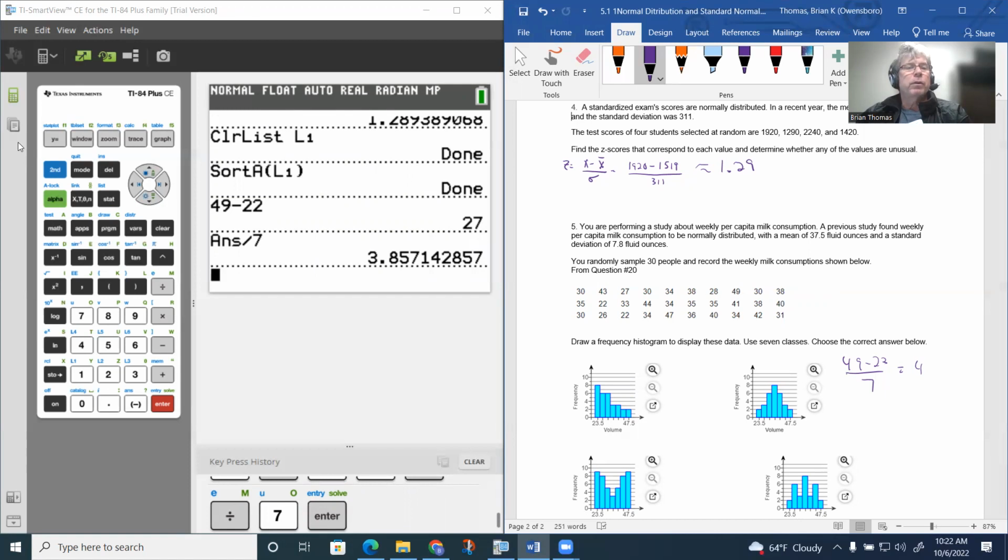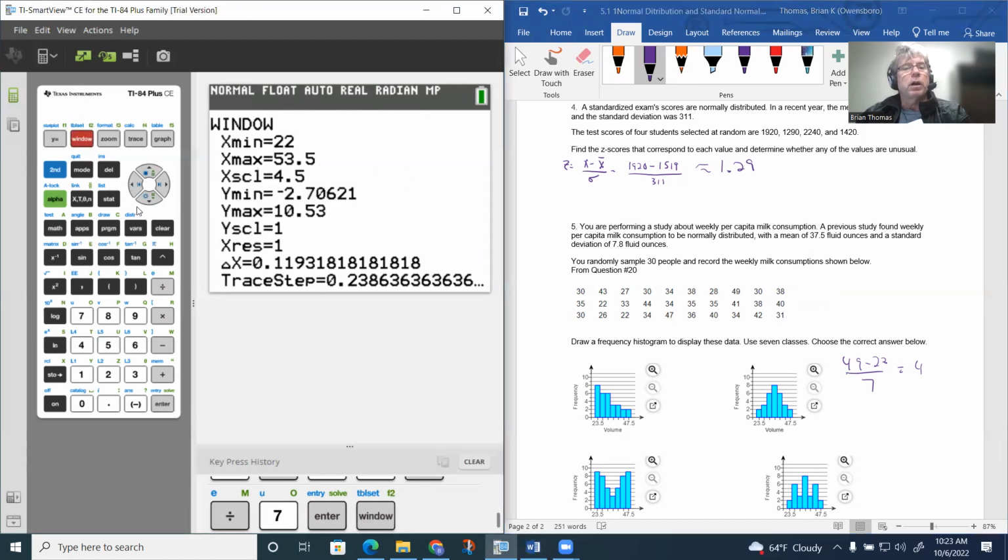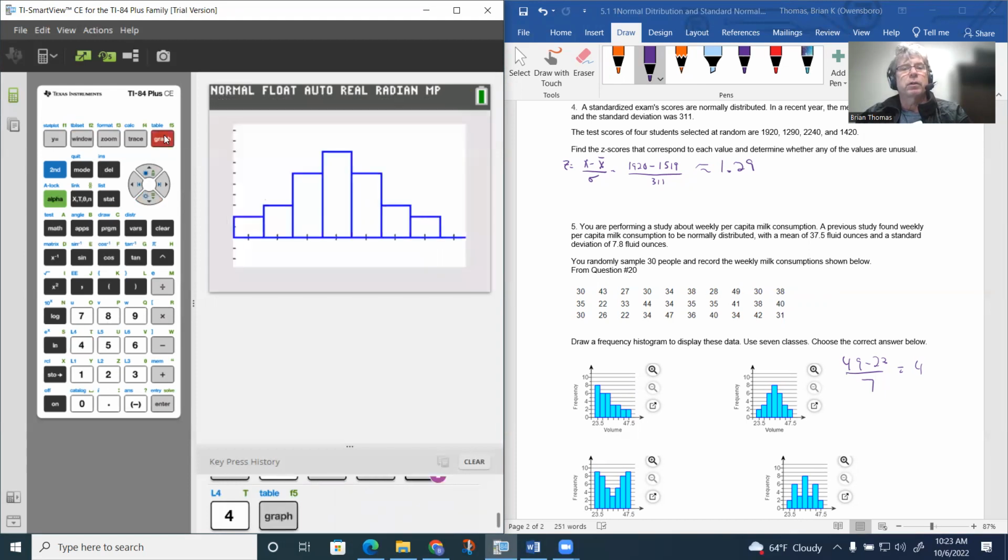So if we go back to window, our X scale, we should probably change that to 4. Let's see if it makes a difference in our graph. And notice how it does make a difference by changing it to a 4. That does look a lot more like the second graph now. So that's all that had to be tweaked: you had to match the 7 classes by making sure the class width matched what they were looking for.